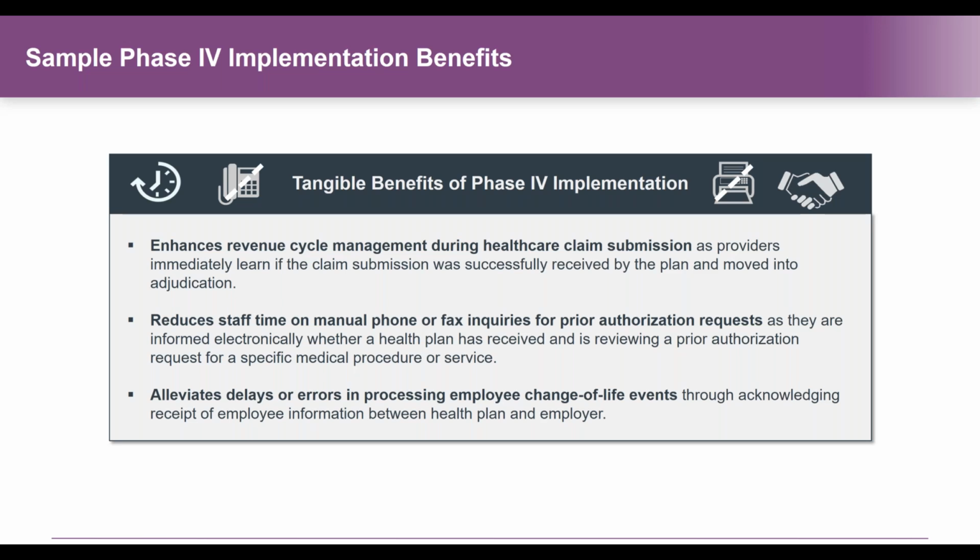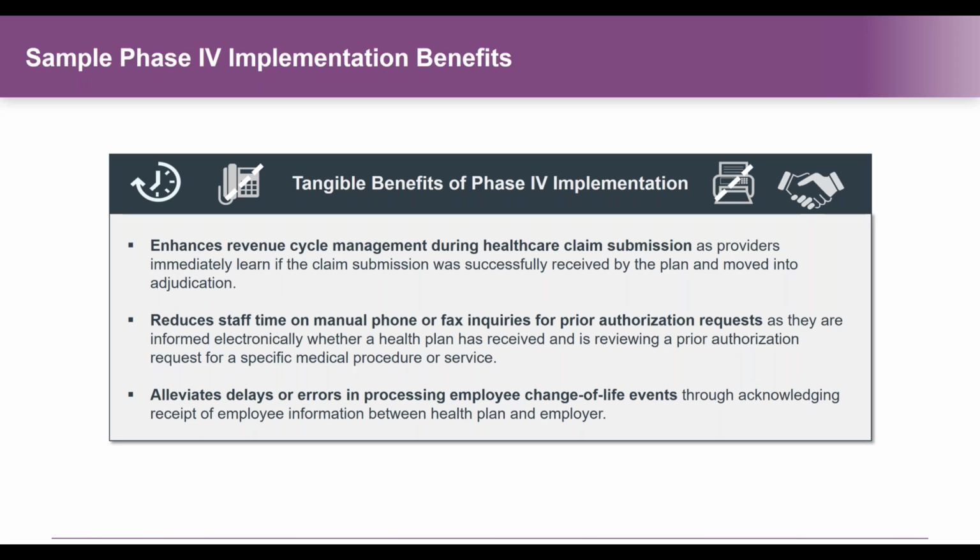The provider now knows much more timely when a batch of claims was not received or if an individual claim was rejected. They can then put processes in place to work those claims up front rather than waiting for the remittance advice to come out 2 weeks, 3 weeks, 30 days later before they realize that specific claims have not been processed. It helps reduce staff time because, again, you're receiving automated responses back on your transactions.